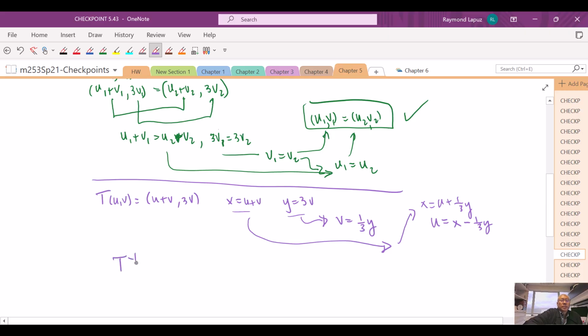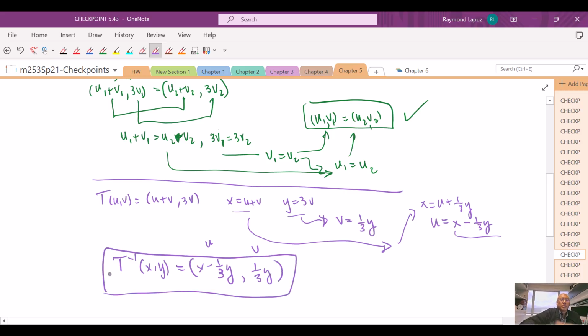So T inverse of x and y, so that's kind of like your input, and your output will be a u value. So it's going to be x minus 1/3 y, comma, and then my v output. This is your u output and this is your v output. Your v output is just 1/3 y, and then that's it. So this is your inverse transformation.